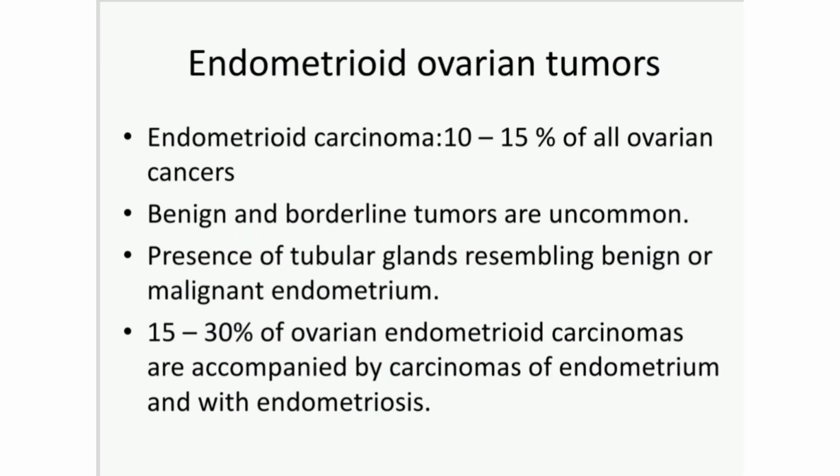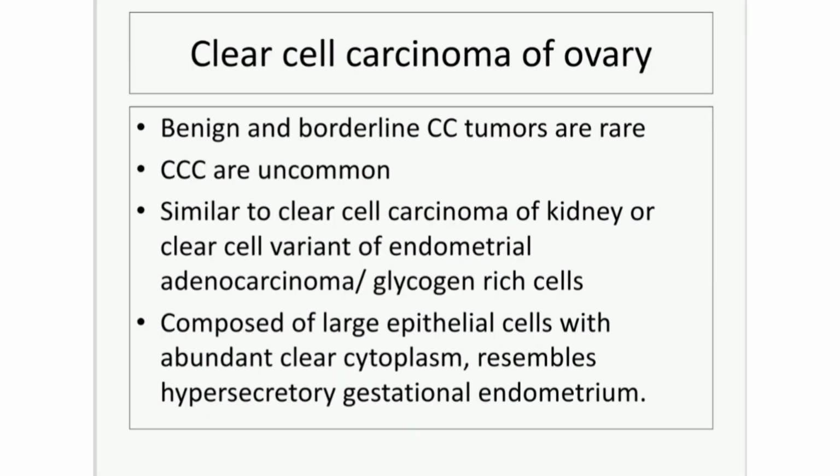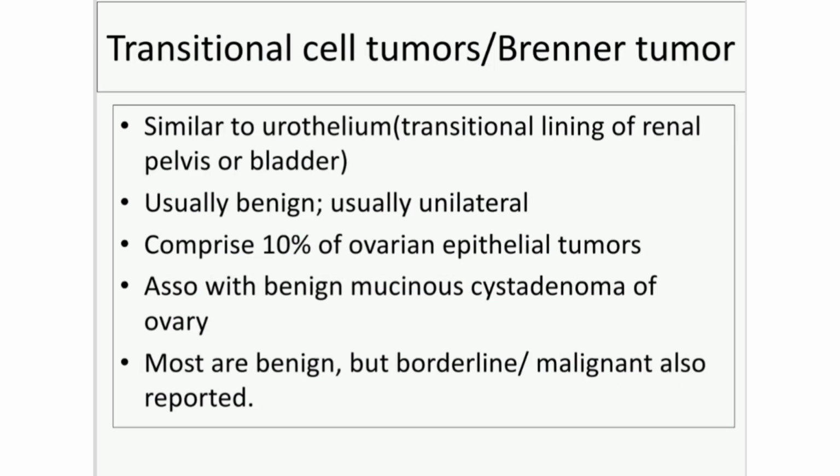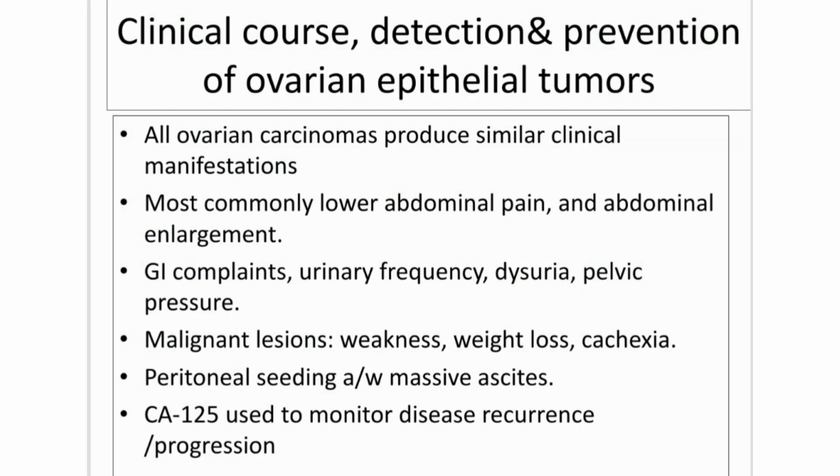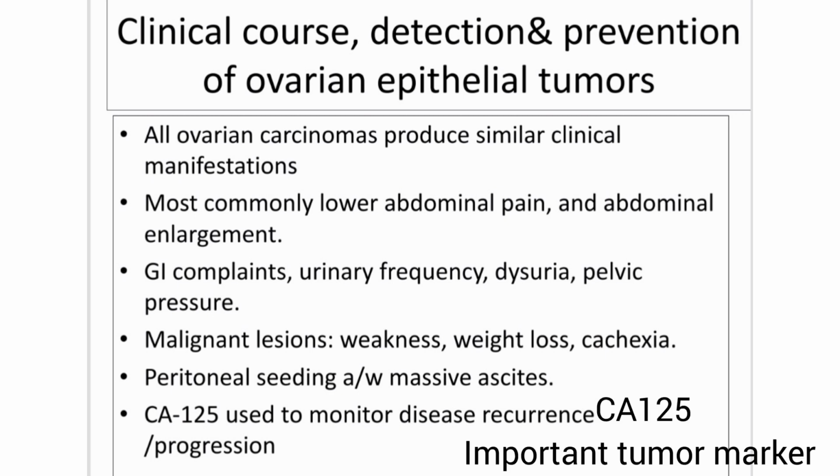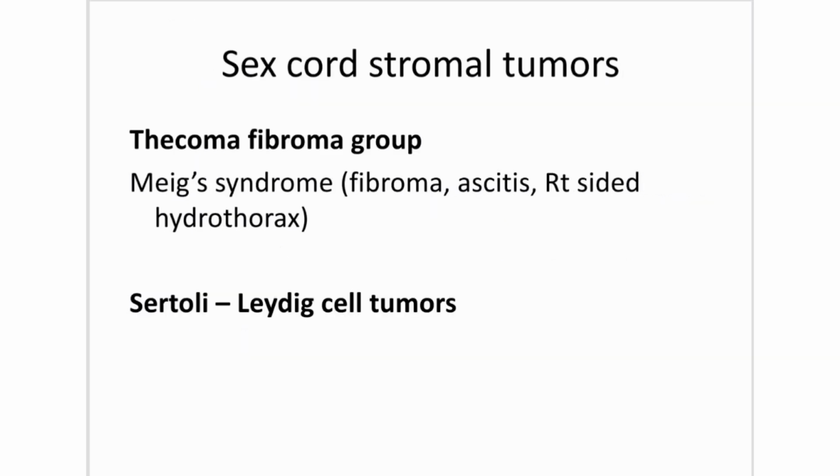Endometrioid ovarian tumors are also a type of surface epithelial tumor. So also is clear cell carcinoma of the ovary. Transitional or Brenner's tumors are also there. CA 125 is used to monitor disease recurrence or progression. All produce roughly similar clinical manifestations.